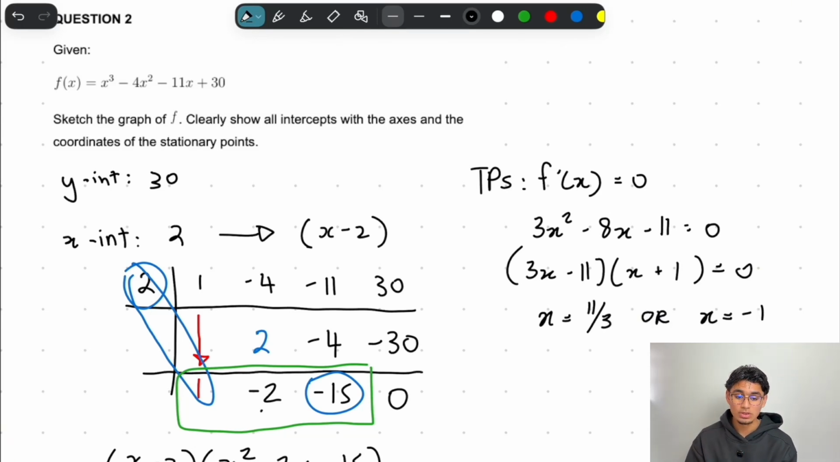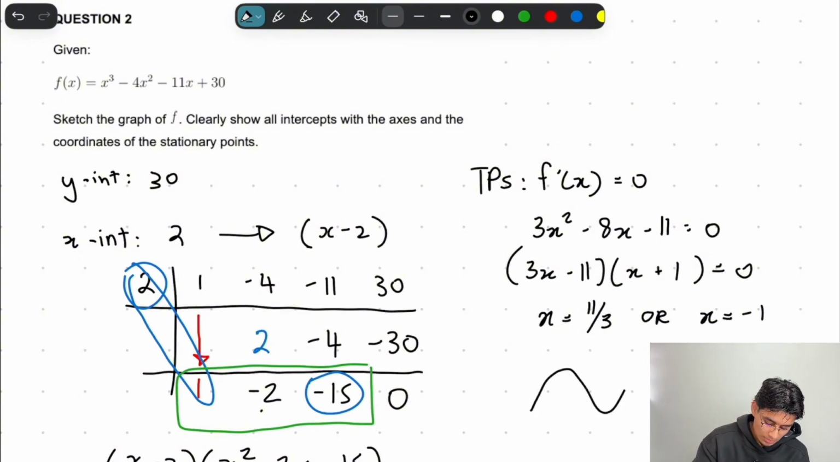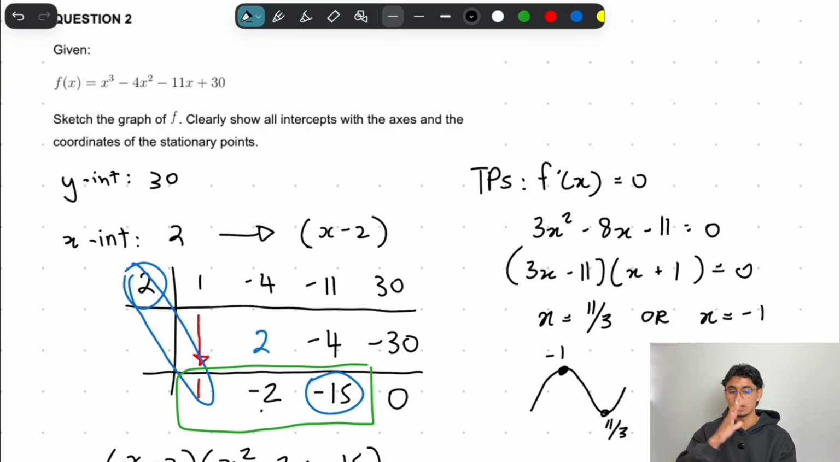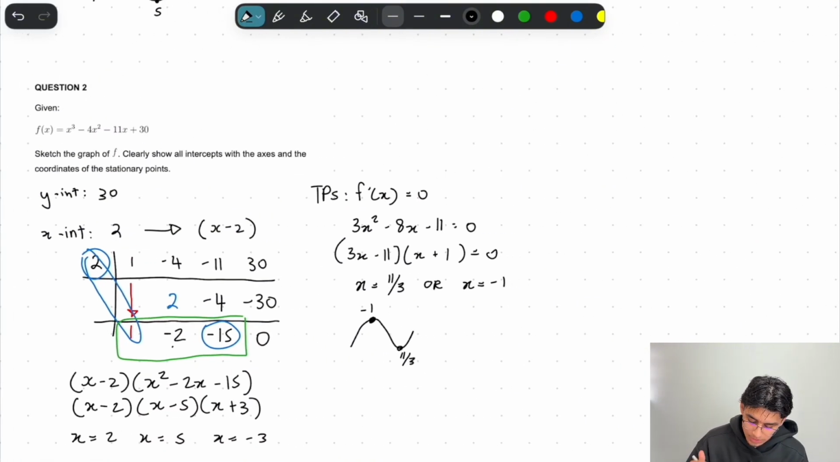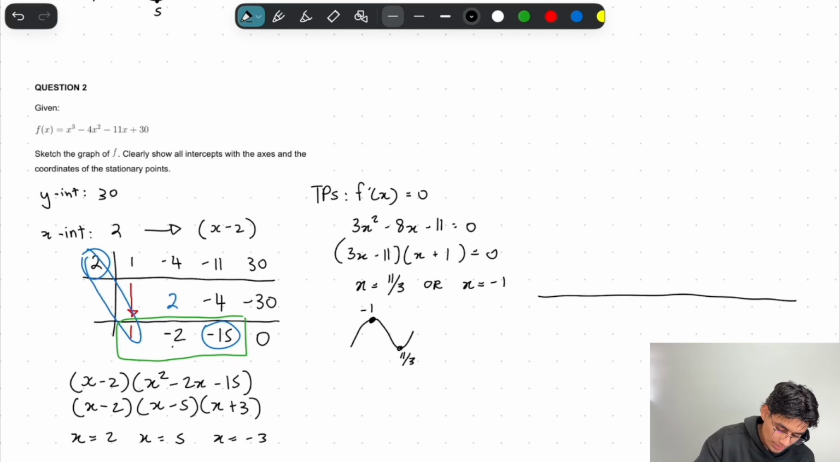So the next important thing is going to be the shape. We can see once again it's a positive graph, meaning that this point here is going to be the minus 1. This point is going to be 11 over 3 because minus 1 is further left than 11 over 3. So now we can draw the graph. Once again, I know it's a bit terrible, but whatever.